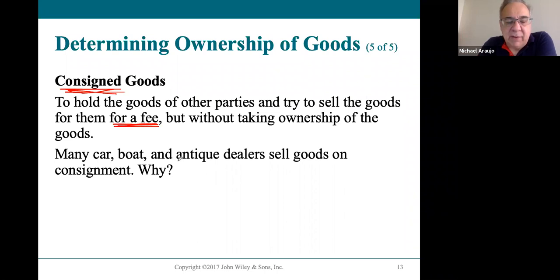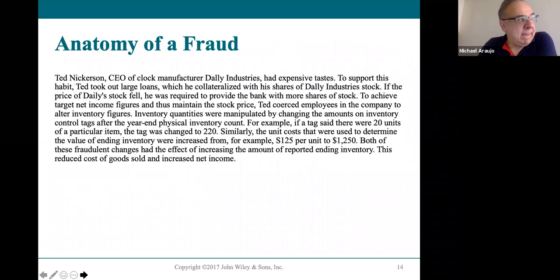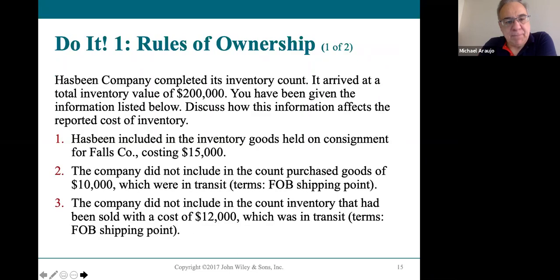Okay. If anyone has gone to an antique store, a big antique mall, it's all consigned space. So that's usually how they work. All right. And so we come to the end of our first learning objective here about the rules of ownership, and that's very, very important to get by here.